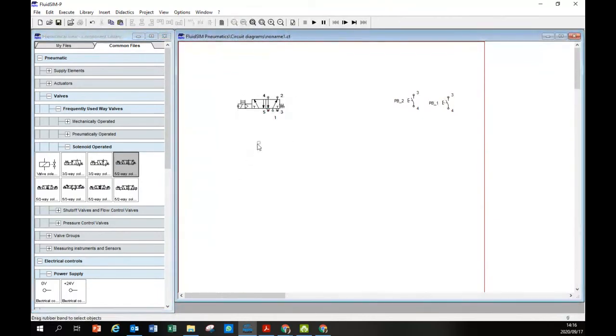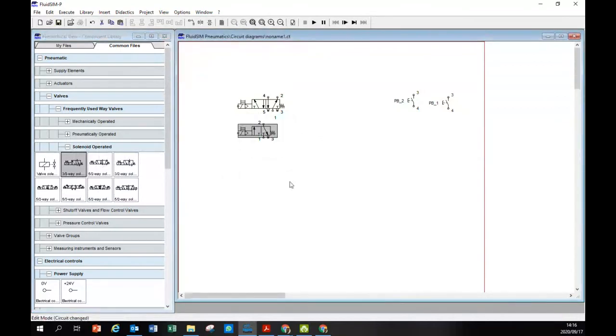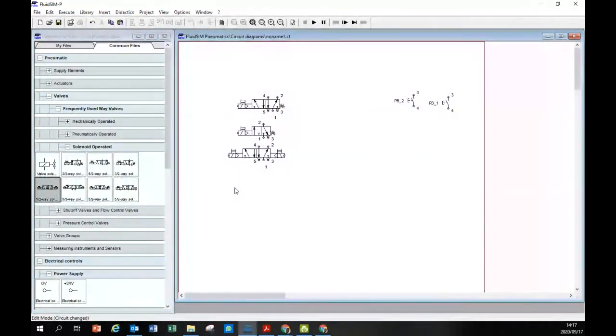We have this. This is a single pilot 5-2-way. This is a single pilot 3-2-way. This is a double pilot 5-2-way. How do we see them? The biggest question currently. Okay? Just count here: 1, 2, 3, 4, 5. Oh, so that's where the 5 comes from.